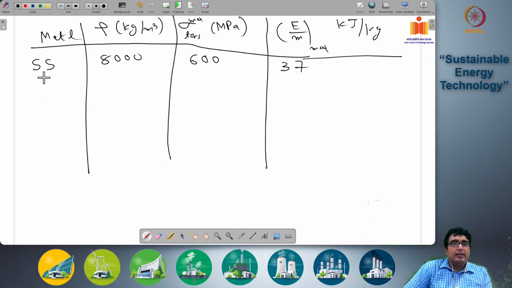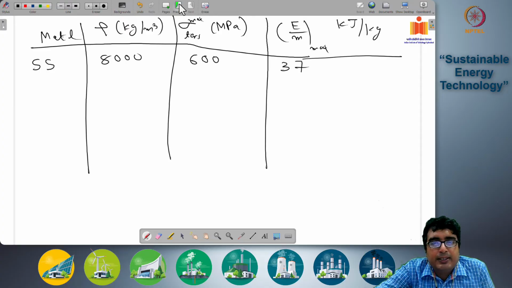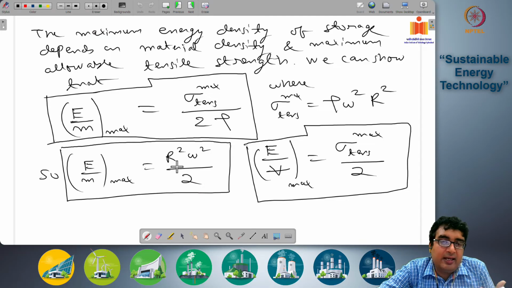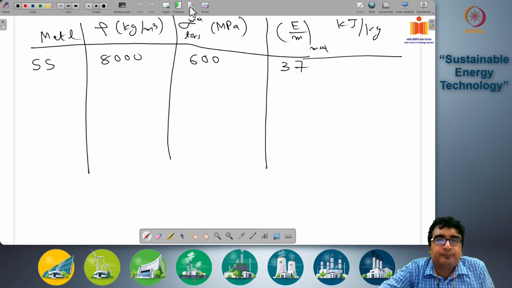Next, if we take aluminium alloy, so remember this is the value divided by 2 rho, so you can get 37. So you put 37 here, and this gives r square omega square by 2. So that will give you basically, for a given r, what is the omega value that you can get maximum.